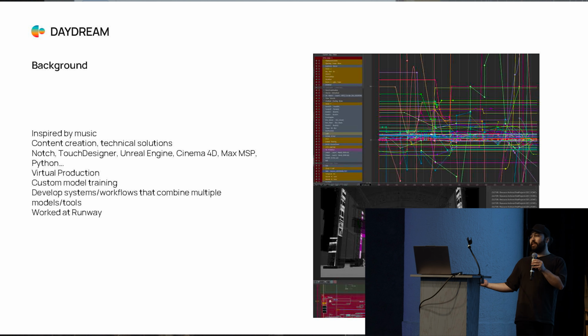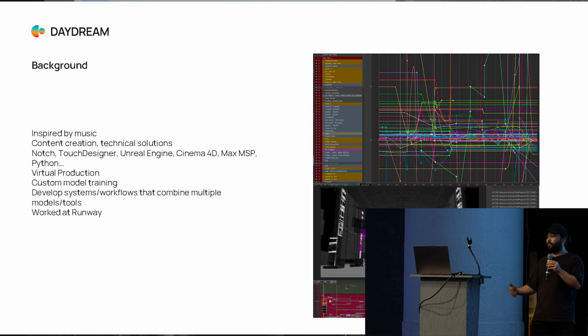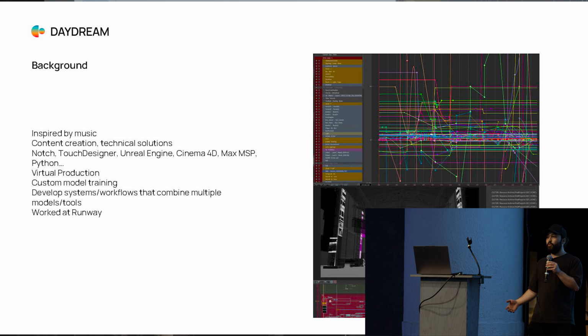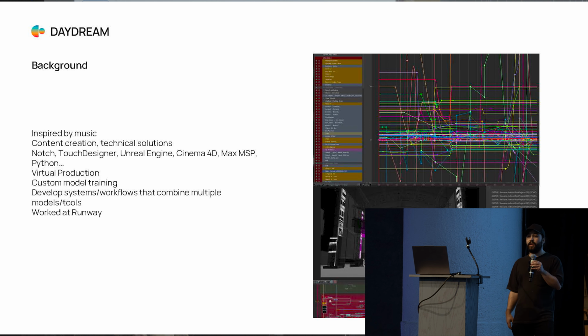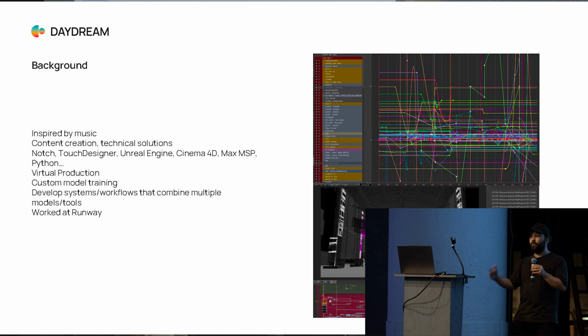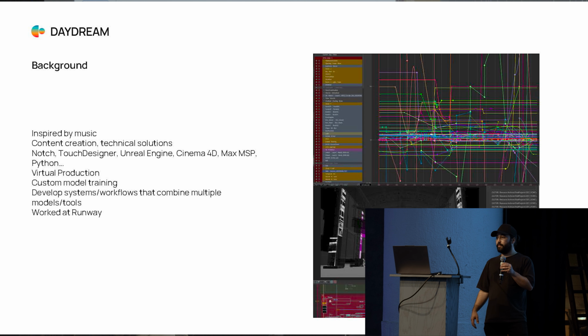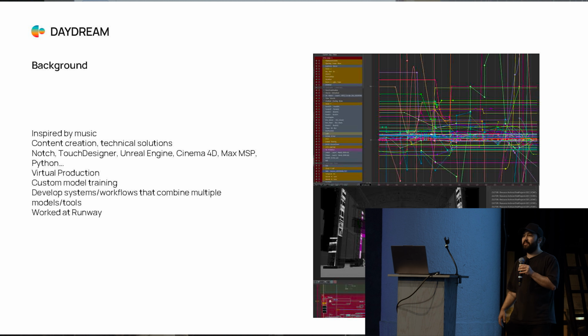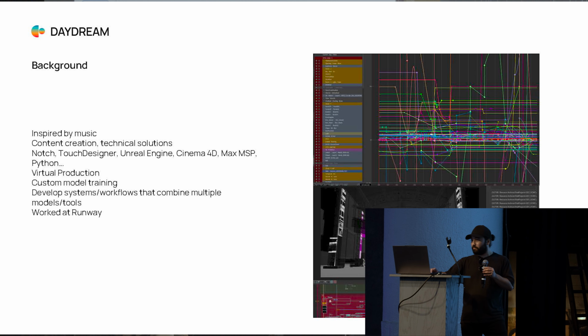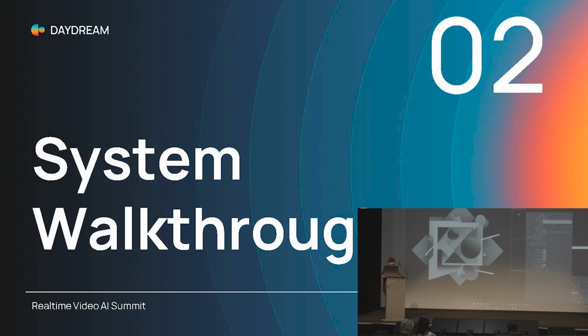That led me to doing lots of jobs in live events where I'm doing real-time effects with programs like Notch, Touch Designer, Unreal Engine, and also Cinema 4D. I also got into tools like Max MSP and working in Python. I also worked a lot in virtual production and did lots of custom model training, like this one called Zeroscope, which I trained a few years ago. Then I went and worked at Runway for a year, and now I'm freelancing, making art and doing different gigs, mostly in live events and the AI space.